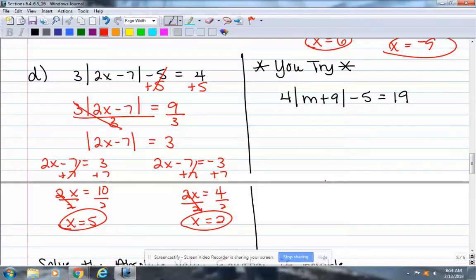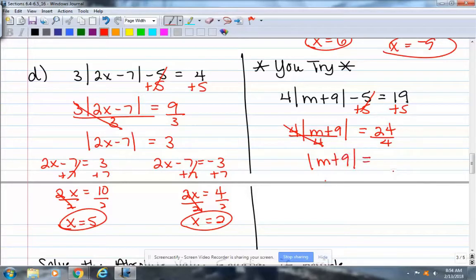All right, what did you have to do first on this problem? Yeah, we want to get the absolute value bars by themselves, so we do what? Add 5 to start with, so that gives us 4 times the absolute value of m plus 9 equals what? I was seeing how far we were to the end, and we're very close. So 19 plus 5 is what? 24. And then what do we do? Divide by 4 to get your bars by themselves. So the absolute value of m plus 9 equals what?